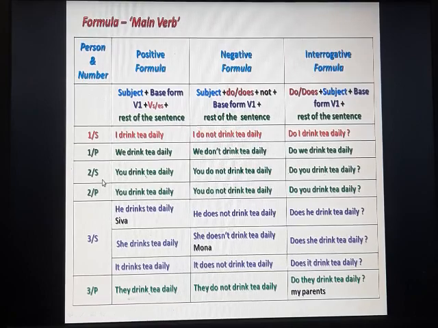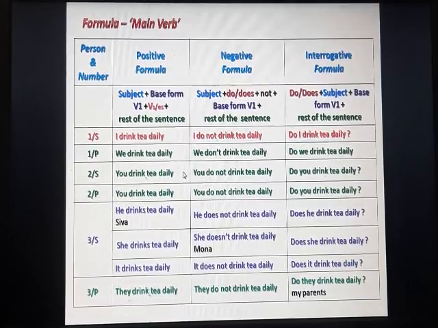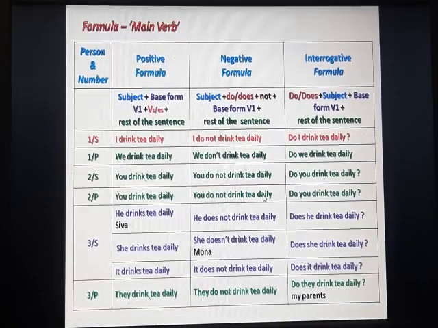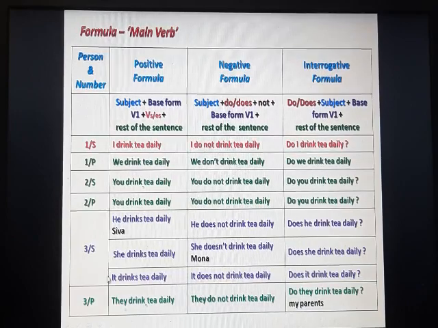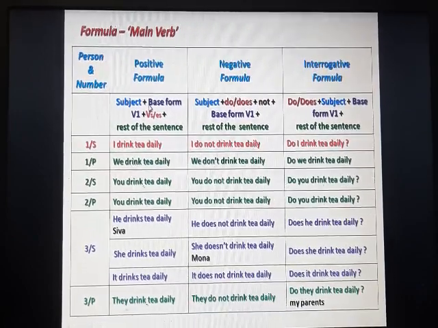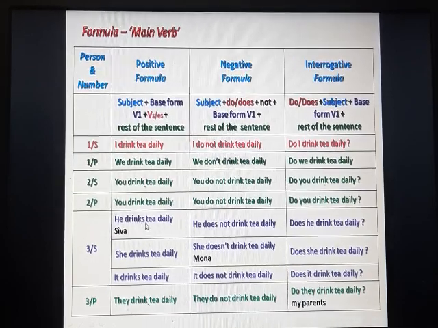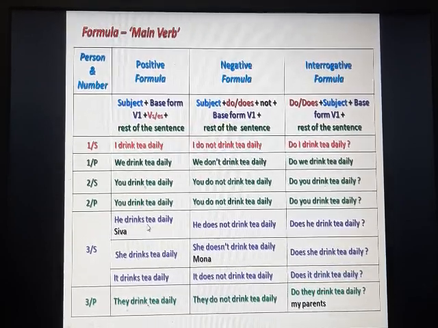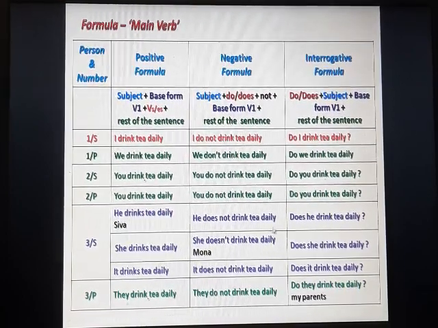In the second person singular plural, it is you drink tea daily. You do not drink tea daily. Do you drink tea daily? In the third person singular, it is he drinks tea daily. Now here the form of verb is V-s form. So we add s in the third person singular. Or Siva drinks tea daily. He does not drink tea daily.